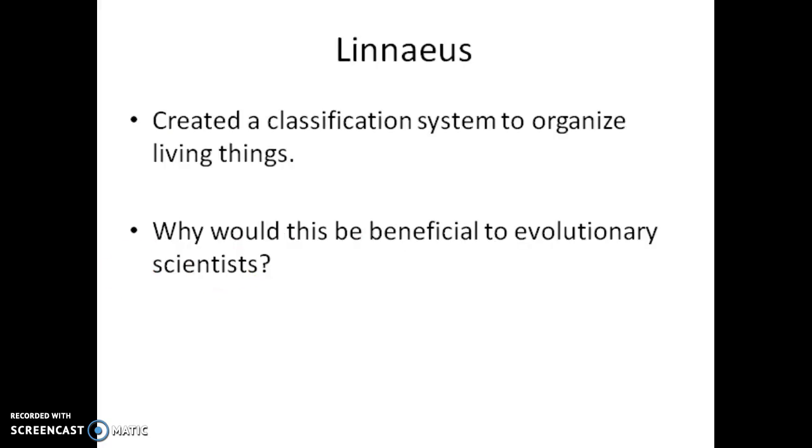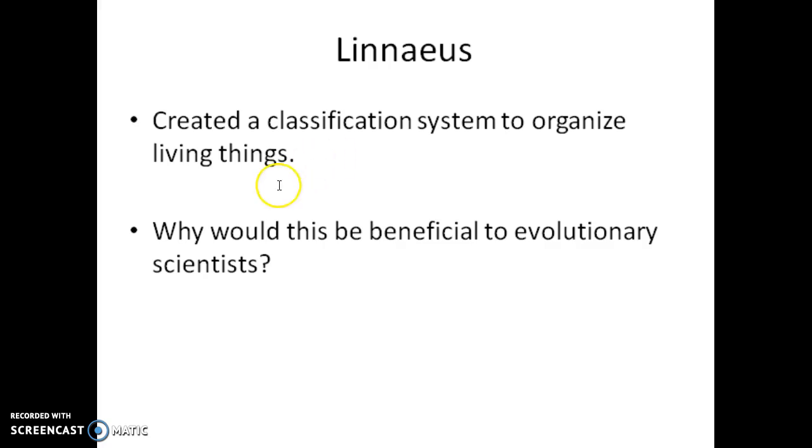So Linnaeus, he was the first living person to really put together a solid classification system. In other words, he grouped living things together based on similarities. And he actually came up with the system that gave us humans the names that we have, which would be Homo sapiens. We'll look more at his classification system near the end of this semester.